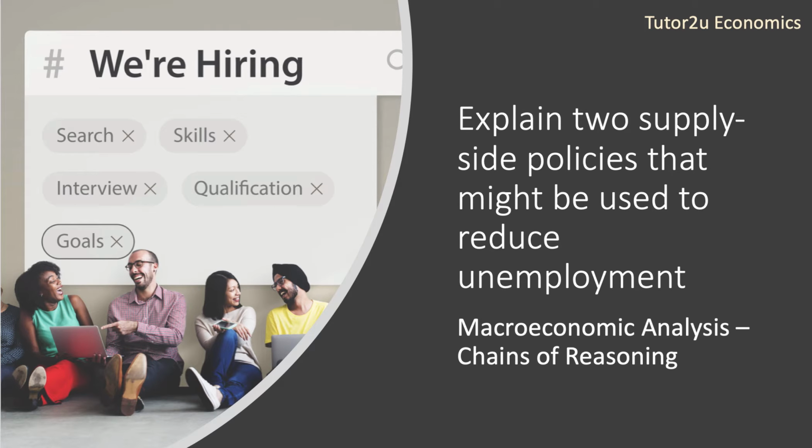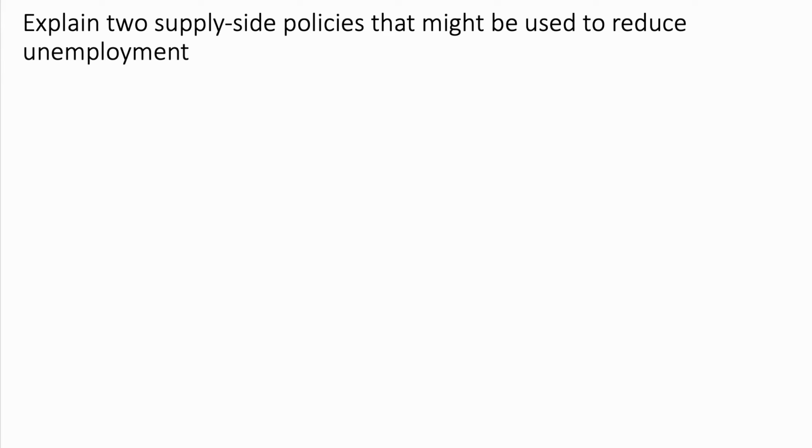Okay, welcome back. And here's the second in our series of 2 videos looking at chains of reasoning on the issue of policies to reduce unemployment. This time the question is: explain 2 supply-side policies that might be used to cut the rate of unemployment. The video beforehand looked at demand-side policies, but in both videos we're trying to explain and showcase how you can use a chain of reasoning to score good analysis marks.